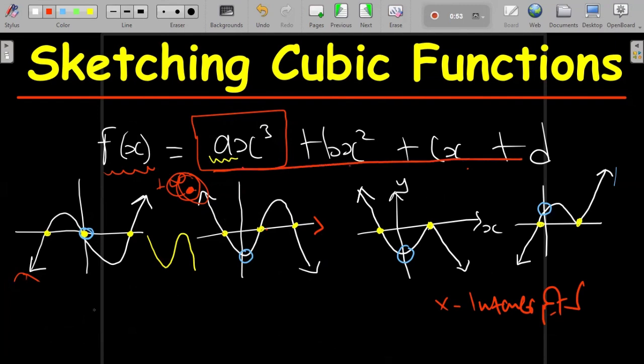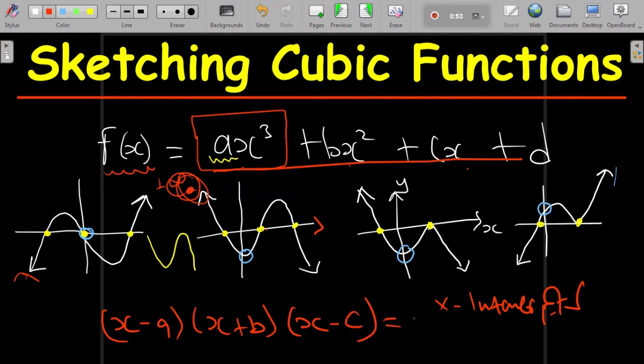When you factorize that, you can get something like (x minus a), and then maybe (x plus b), and then (x minus c), and then it is equal to 0. From this, we are going to get the first intercept, second intercept, third intercept. So if you factorize the expression that you've been given and put it in this factor form, you look at each factor here.